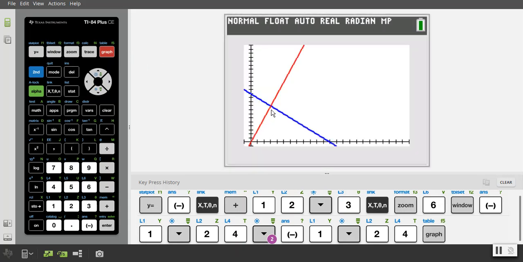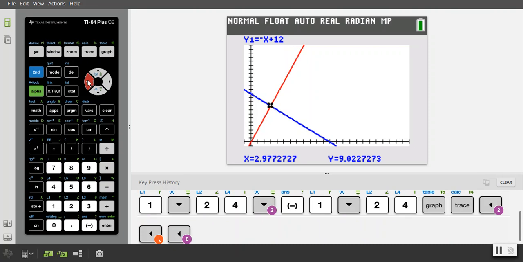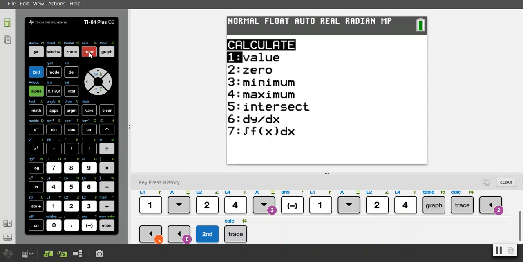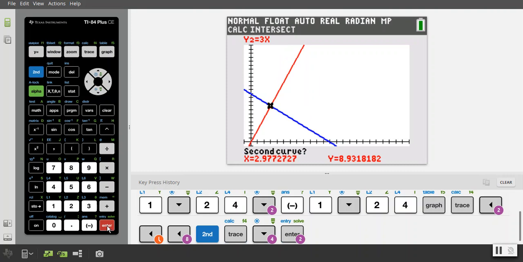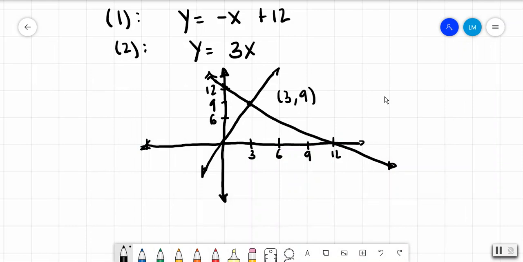Now see how we can actually trace where exactly that point of intersection occurs, which you see is close to 3, 9. But to do that, it's a lot better to do second trace and then just go to intersect, hit enter, enter, and then give it a guess. So the intersection is 3, 9. So we have that the point of intersection is 3, 9. So we know that the solution is the ordered pair 3, 9.